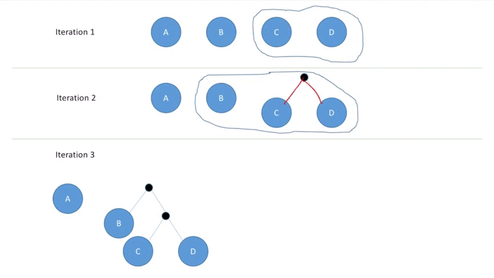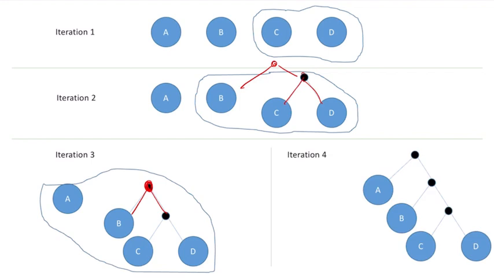Well, what does that look like? I create another internal node, and the left is B, and the right is the node that we already have in our tree. And then finally, in the fourth iteration, I am going to create a new node above these, and tie it together like that.